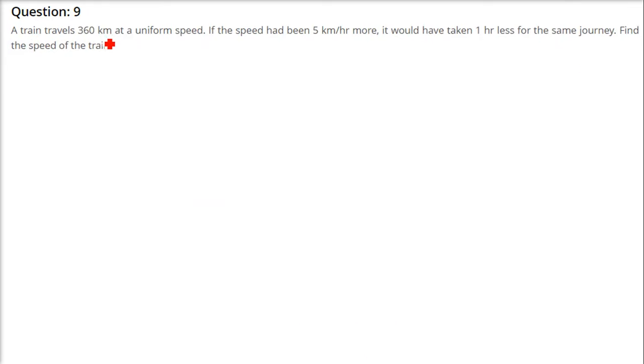A train travels 360 km at a uniform speed. That is uniform speed, the distance is this much. If the speed had been 5 km/h more, it would have taken 1 hour less for the same journey. Find the speed of the train. Let us assume x is the usual speed of the train. If we increase by 5, it will be x plus 5.